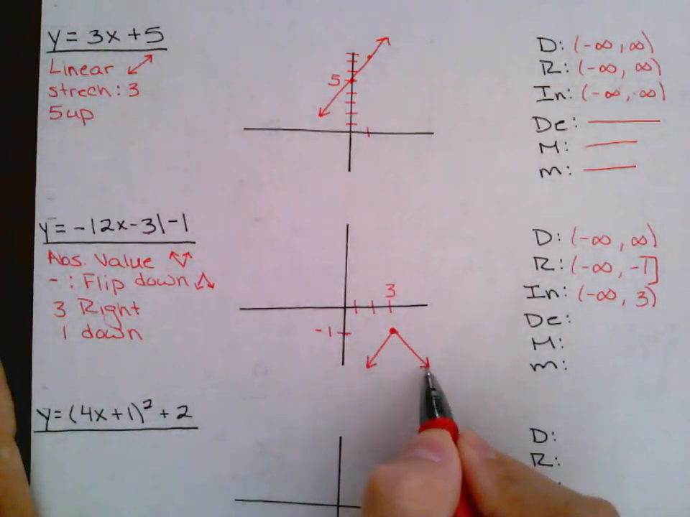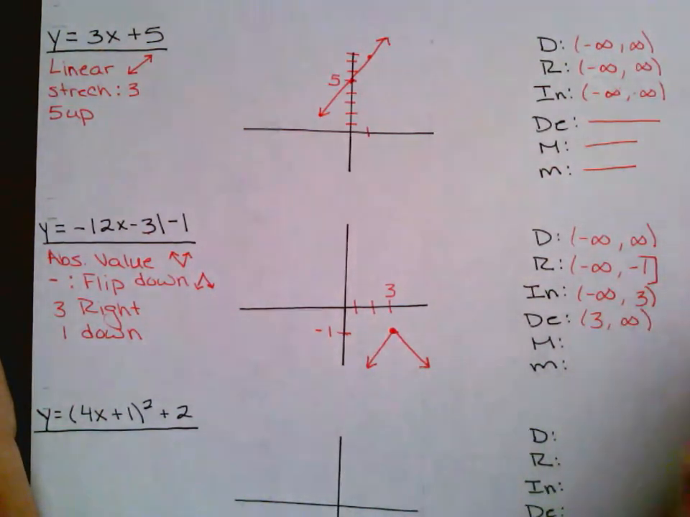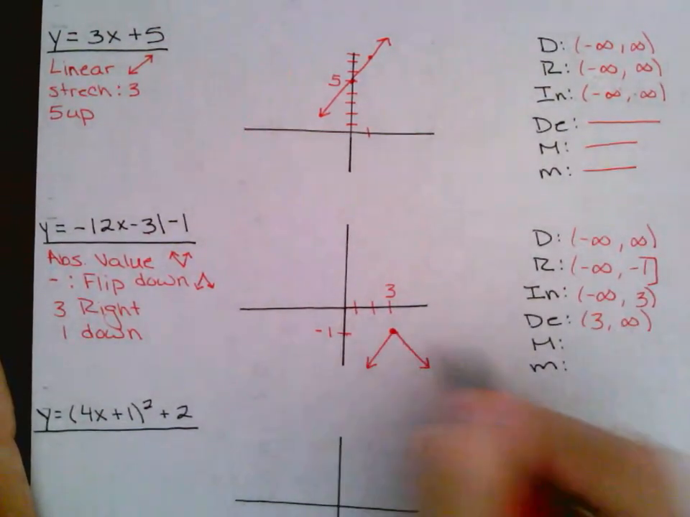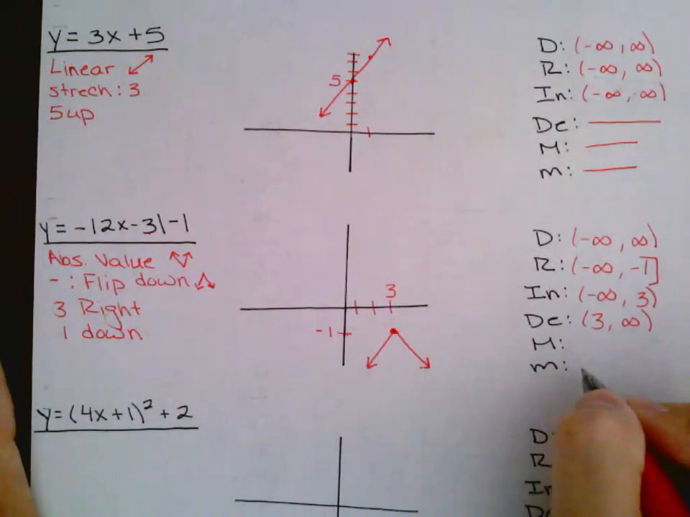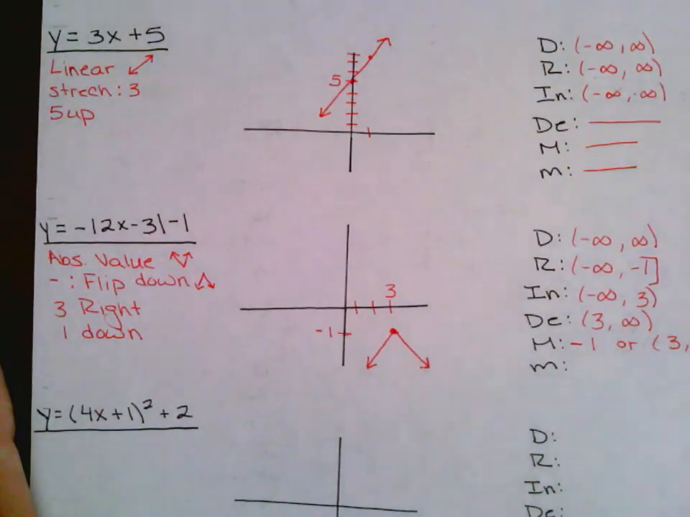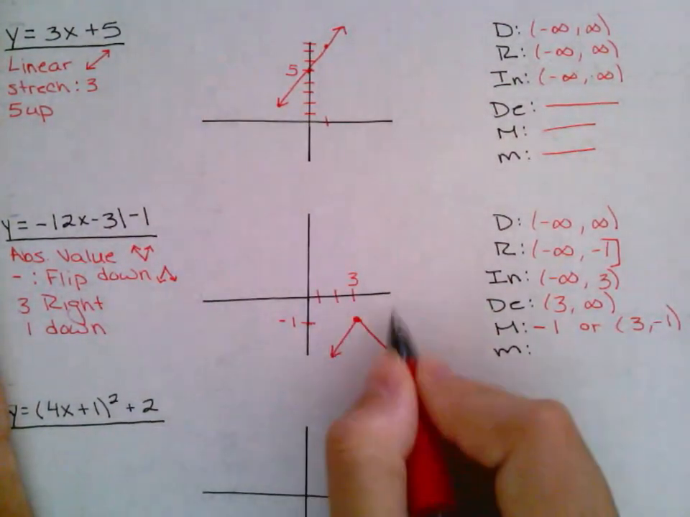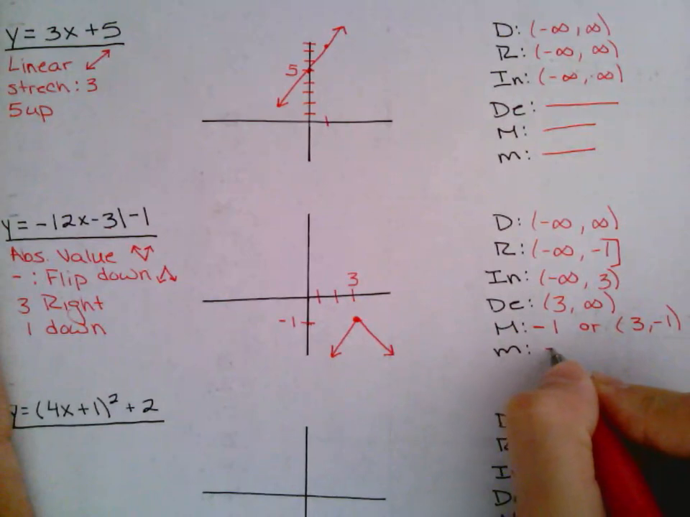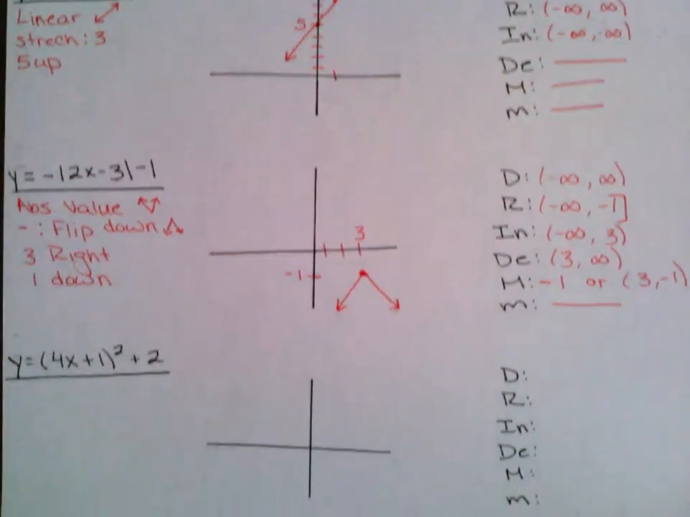Now, from that 3 on forever, I decrease. Now, here I do have a maximum. I have a peak to my mountain. And you could either put your y value, which is -1, or you can put the ordered pair of 3, comma, -1. Okay? And ordered pairs always get parentheses. And there is no valley. There's no peak at the bottom, so there's no min. All right? Let's keep moving.